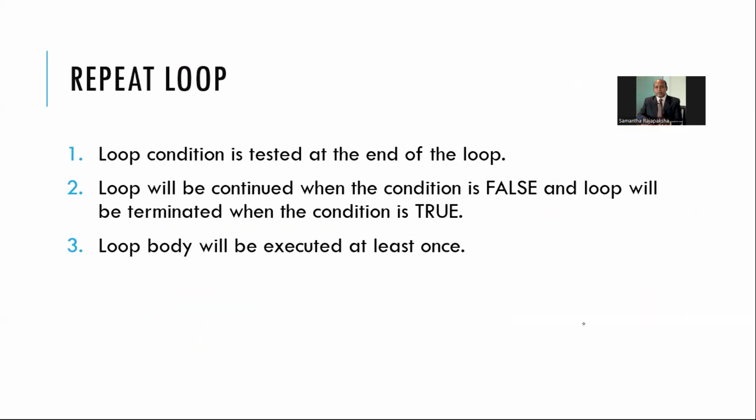So those are the differences. The loop condition is tested at the end. That's one thing. The second thing is the loop will be continued when the condition is false, and the loop will be terminated when the condition is true. This is the totally opposite way from the while loop and the for loop. And always the loop body will be executed at least once. Even if the condition is true or false, the body will be executed at least once.